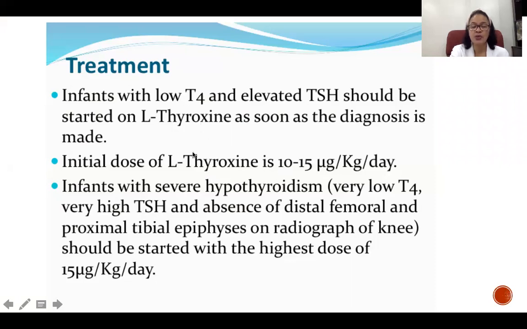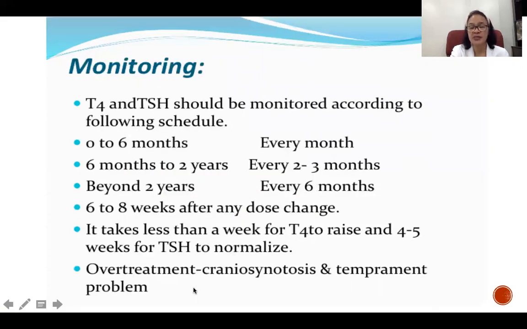The initial dose of this is 10 to 15 micrograms per kilogram per day. And those patients with severe hypothyroidism, meaning they have very low T4, very high TSH, and absence of distal femoral and proximal tibial epiphysis when you do your radiography, you need to start at a higher dose, 15 micrograms per kilogram per day. So how do you monitor these patients?